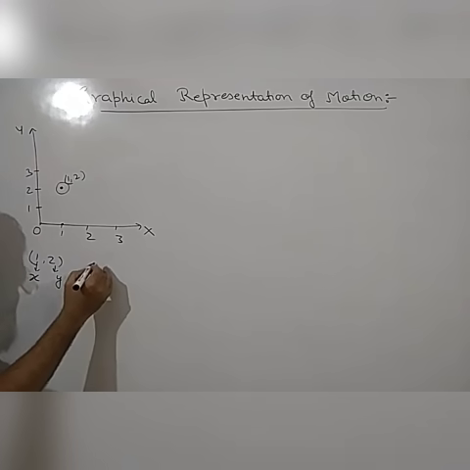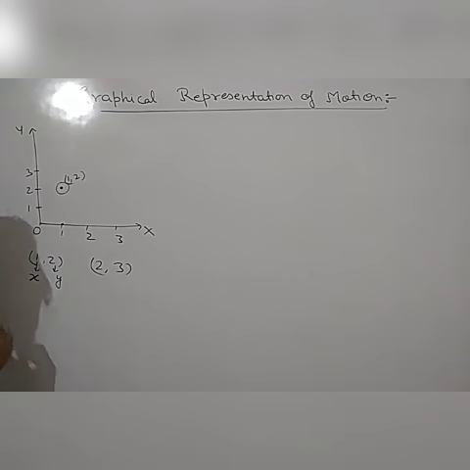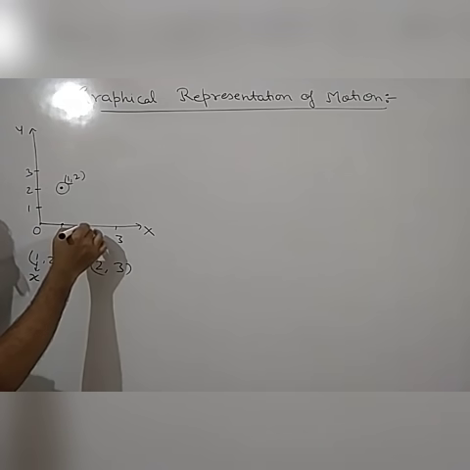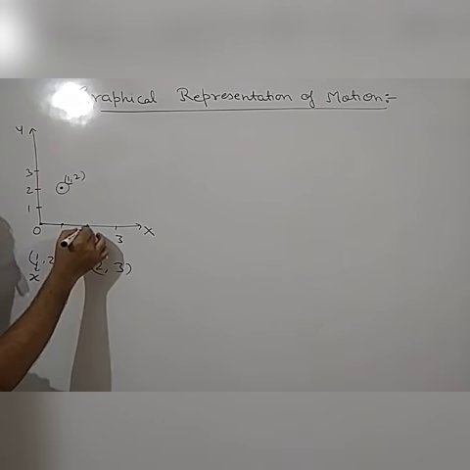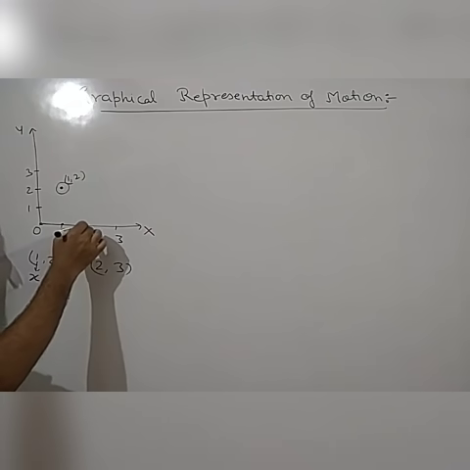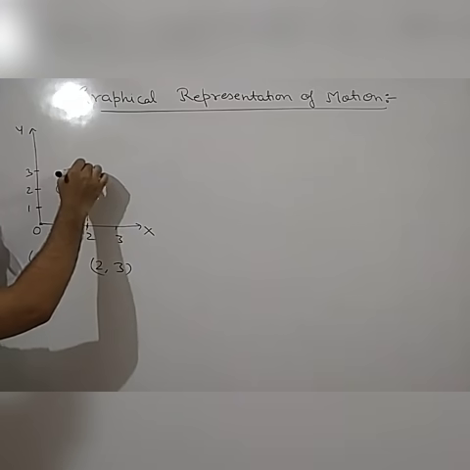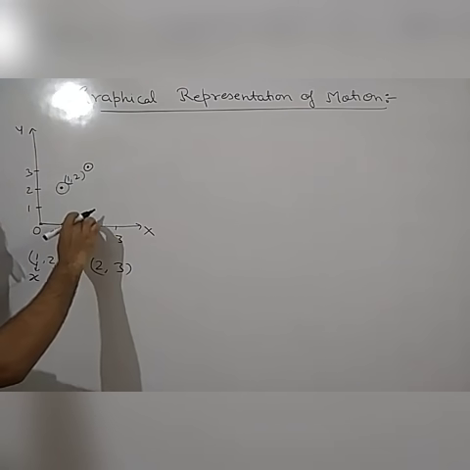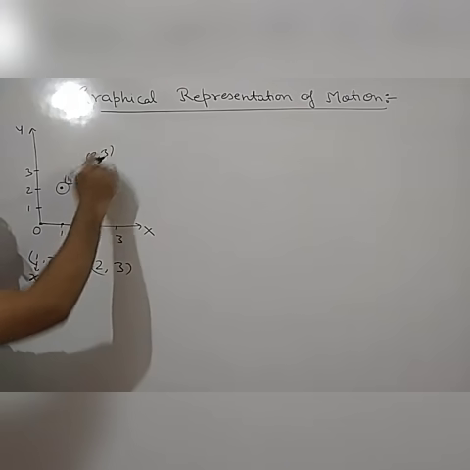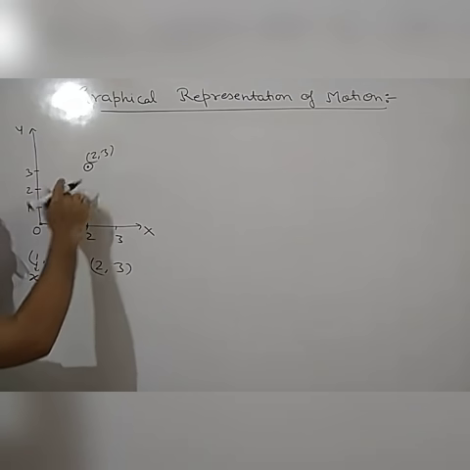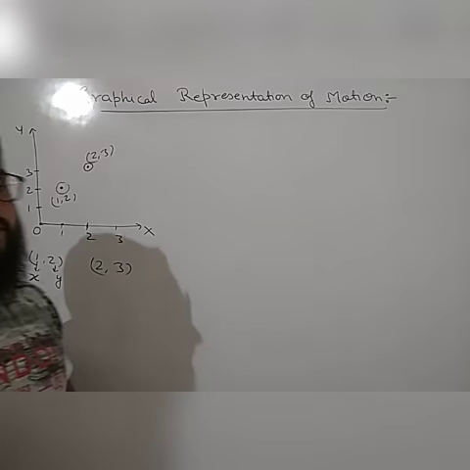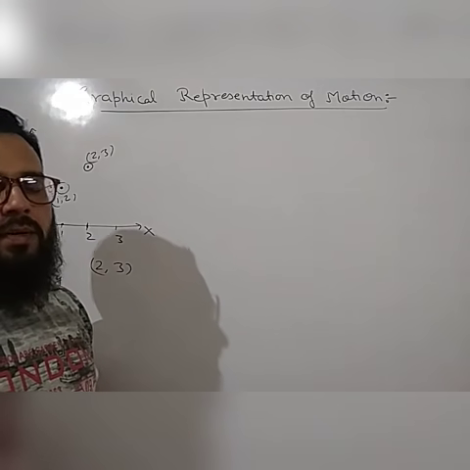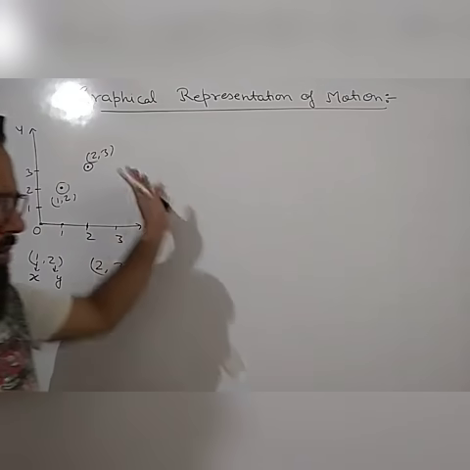If you have to represent (2, 3), then where will it be? The first number is the x coordinate, so on the x-axis we move to a distance of 2. Then from 2 we move up to a distance of 3, so there will be a point. This coordinate is (2, 3). This is our (1, 2) and this is (2, 3). So in this way you can represent coordinates on a graph paper. Okay, you all know about this.